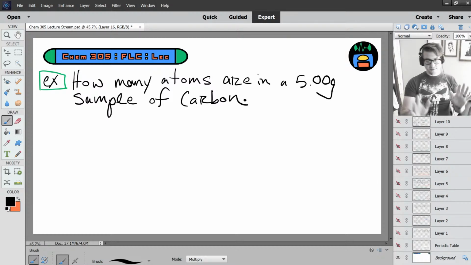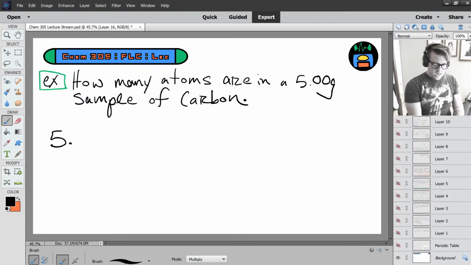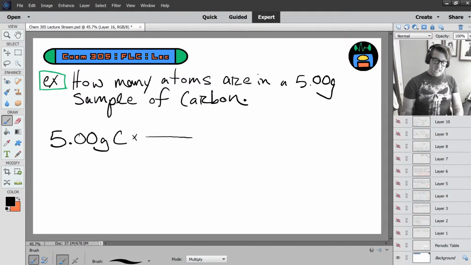Okay, so anyways, how many atoms are in a 5-gram sample of carbon? Here's how you handle it. This is just a new type of unit conversion problem. You have 5 grams of carbon. Now, the key to solving this is the atomic mass of carbon.